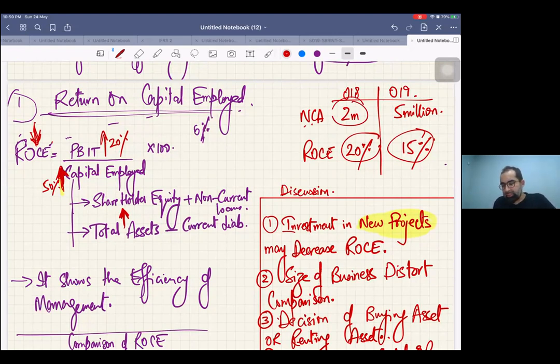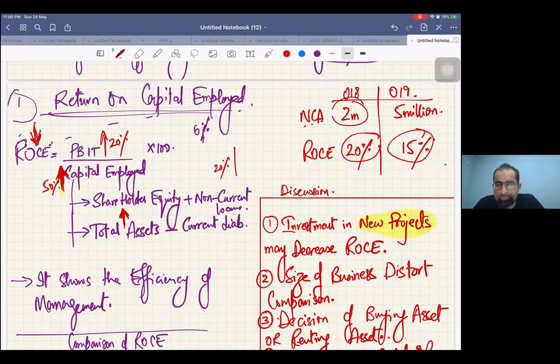Number two, size of business distorts comparison. Let me give you an example. Let us say I have two students with me. To the first student, I gave $1,000 and told him to invest. So he took $1,000 from me, and after 1 year, he returned me $1,200. So $200 extra, and $200 is 20% of 1,000. I gave him 1,000, in return he gave me a total of 1,200. So the first guy gave me 20% return.